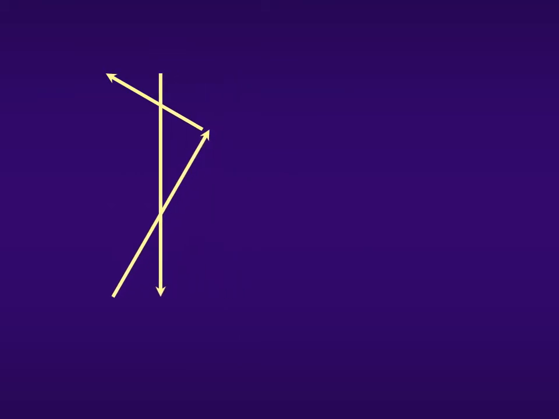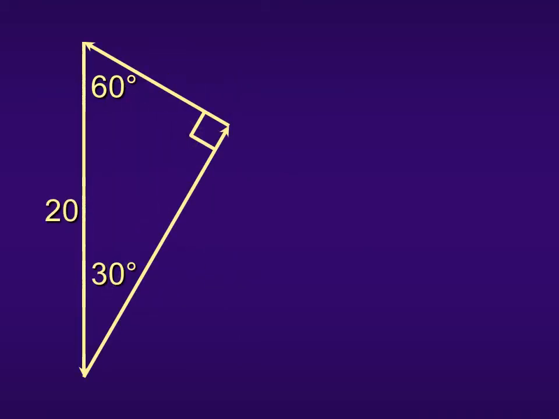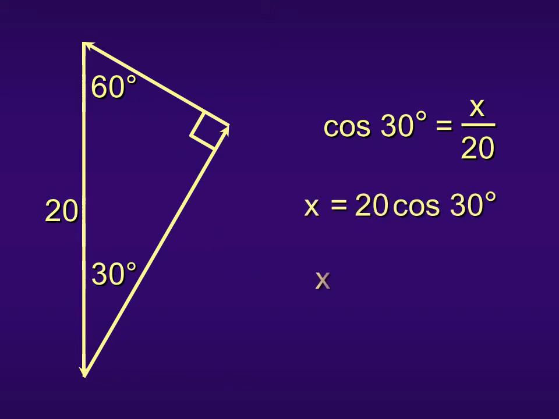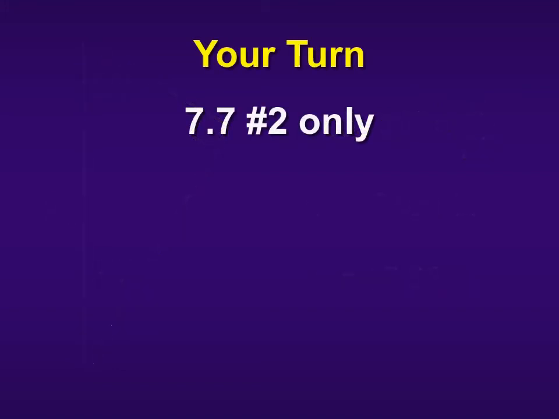That's useful because we know the weight is 20, this angle is 30, and this angle is 60. All we have to do is figure out this side here: cosine 30 degrees equals x over 20. So x is 20 cosine 30, which gives 17.32 pounds. All right, go ahead and attempt number 2. If you need help, make sure that you ask me, and I will be glad to help you with number 2 if you need it.